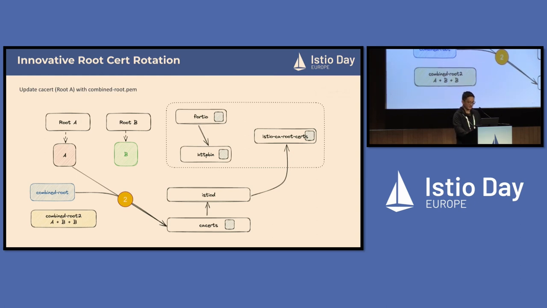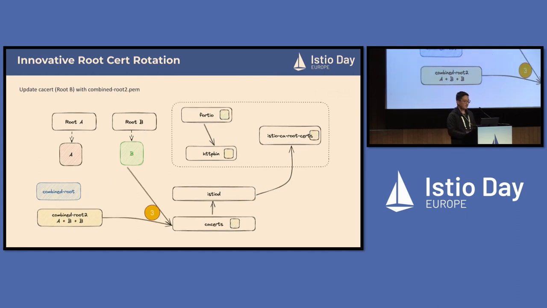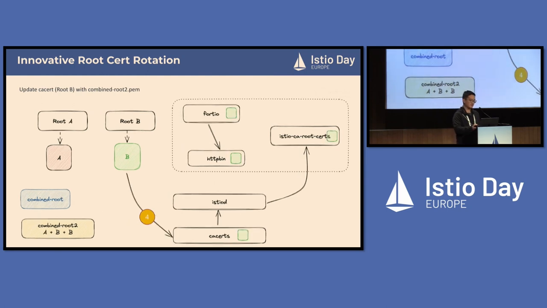So we have a trick. The next step, we update the CA set with root B, but just replace the root set with the combined root 2. And all the root sets and the workload certs will be reloaded in about 1 minute. And the last step is just change everything to root B. Maybe 1 or 2 minutes later, everything is okay with the new root.